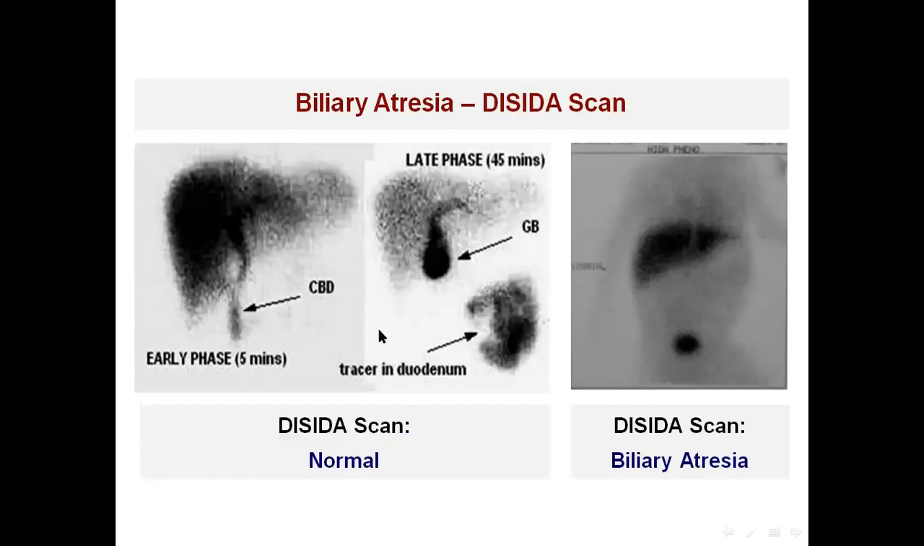This is the cholangiogram. This is normal because the dye passes from the liver into the bile ducts. Here, there is no passage of the dye. This is normal. Here, there is no passage of the dye from the liver. So this is biliary atresia.